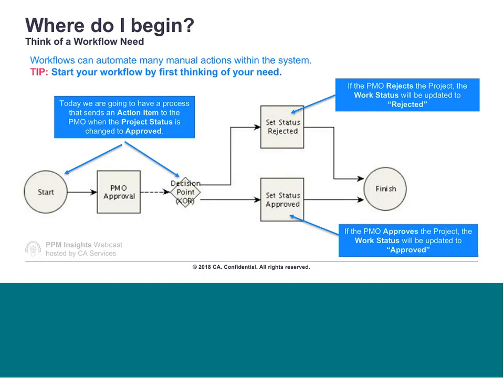So the very first thing that we'll need to do is thinking of an idea. So workflows start with an idea or a need. How can we improve the business and how can we help our users? So today we're going to go through an example process where we create a process that will send an action item to our PMO office when the project status changes to approved. And they'll need to approve or reject that action item. So we can see here a process flow diagram example of our process that we're going to be creating today.